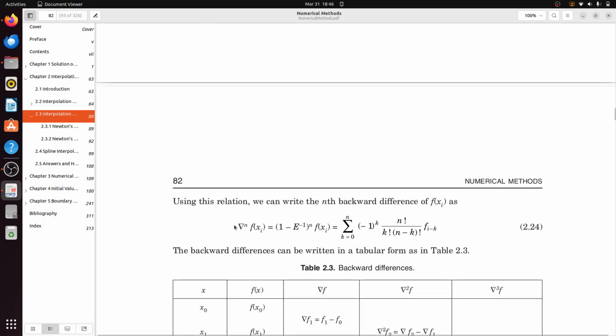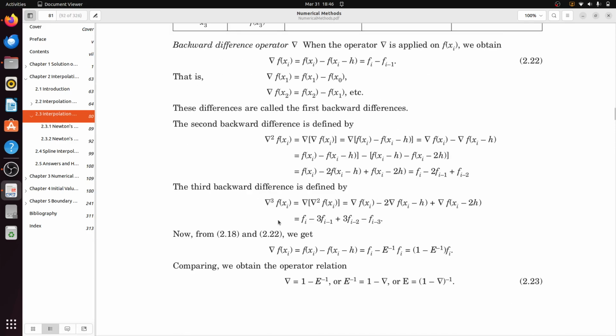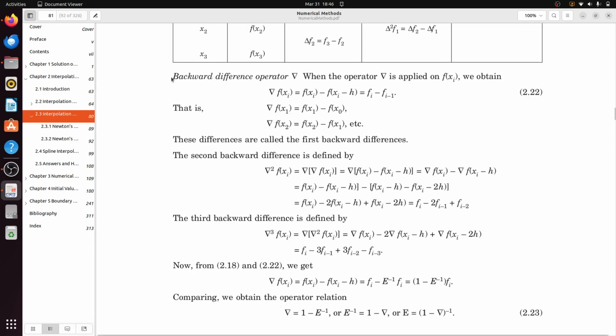There is another operator called the backward difference operator. In the forward case, we take delta f(xi) equal to f(xi plus h) minus f(xi). Now the backward difference operator is nabla f(xi) equal to f(xi) minus f(xi minus h).